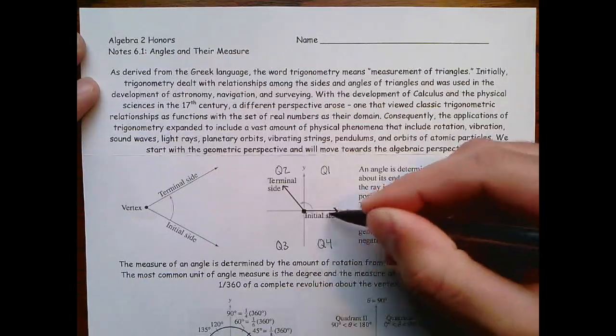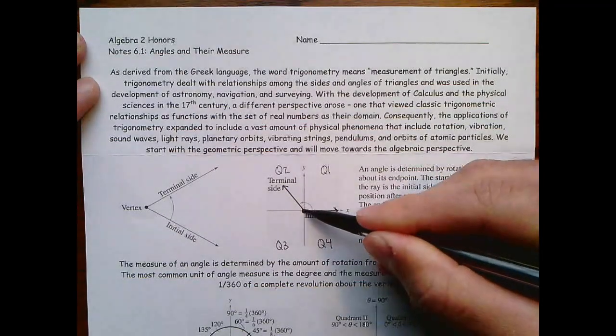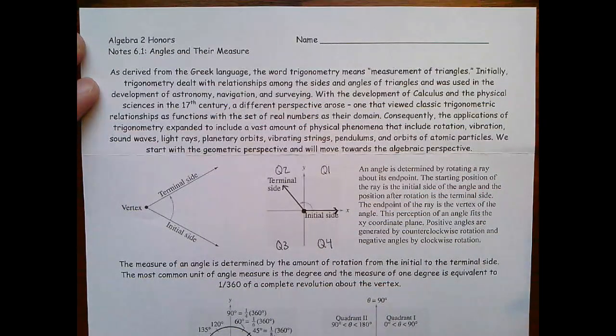Majority of the time it's going to be on this positive x-axis. The terminal side is where it ends. The endpoint of the ray is the vertex of the angle. So right here we have the vertex. The vertex is this point at the origin that's not moving or changing.